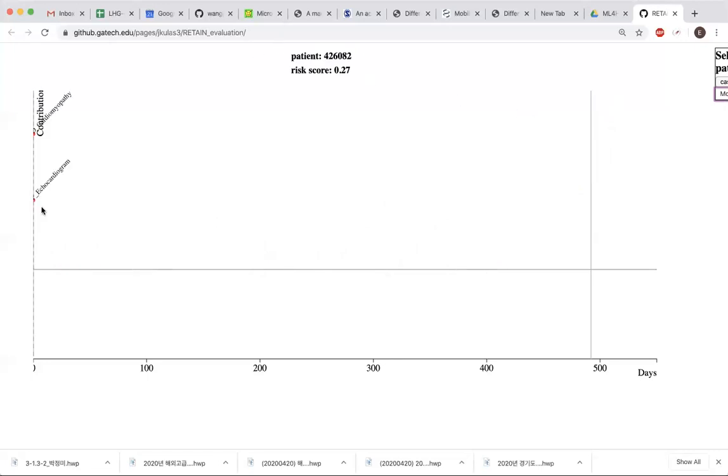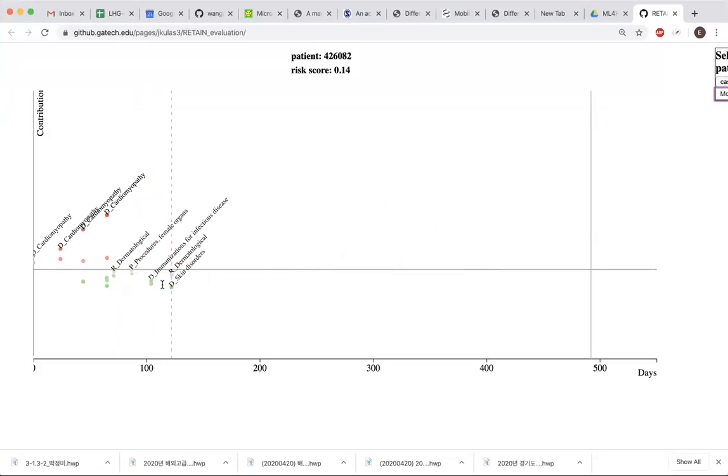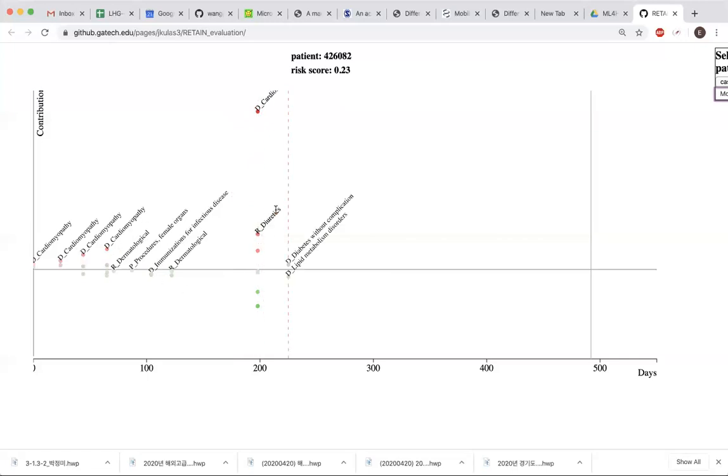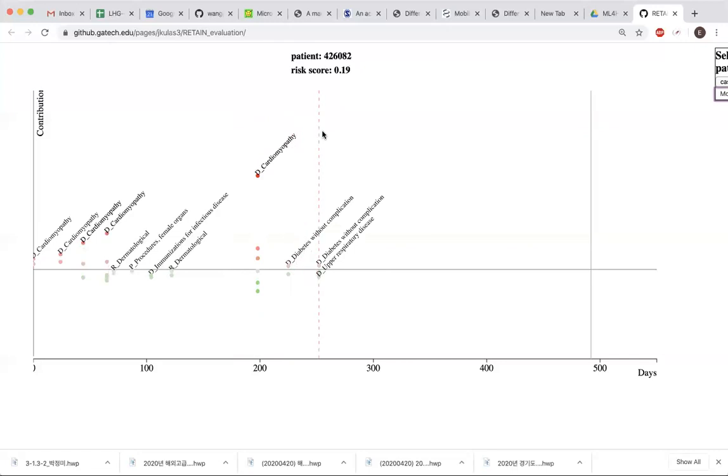So what's happening here is I'm feeding individual visits to the retained model one at a time, and the risk score is changing as we feed new information. And of course, the contributions are recalculated. And the green ones are the negative contributions. So it means that when they're very irrelevant, they negatively contribute towards the risk score.